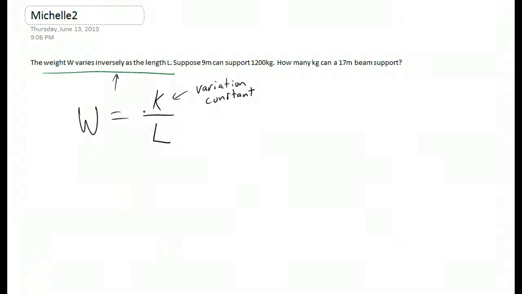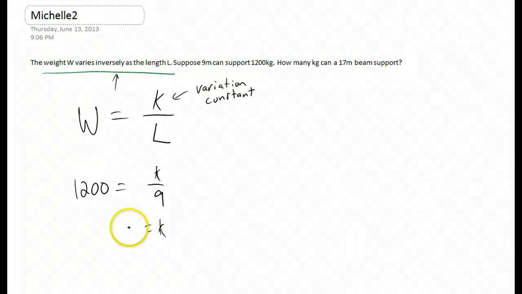Okay, suppose a 9-meter beam can support 1,200 kilograms. So all you have to do is say 9 meters is the length, and the weight is 1,200 kilograms. Now, what writing this equation allows you to do is find this variation constant. So the constant for this beam situation is 9 times 1,200, which is 10,800.